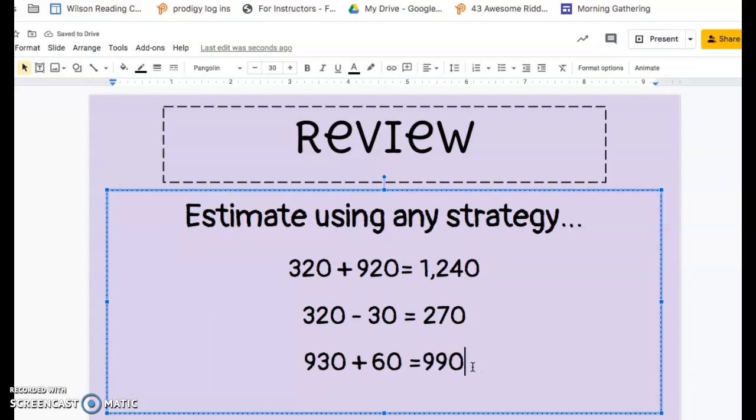Now, if you estimated using a different strategy and your answers are slightly different than mine, that's totally okay, because we all have different strategies that work for us. But make sure that your answers are in the same ballpark of these three answers. If your answer is super off from these, we should look at them again.